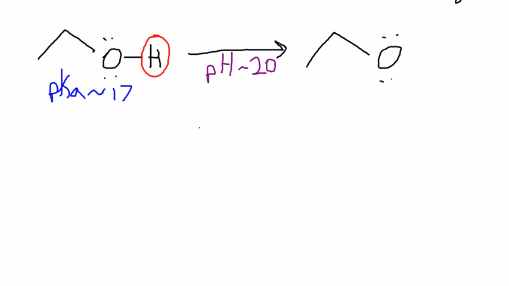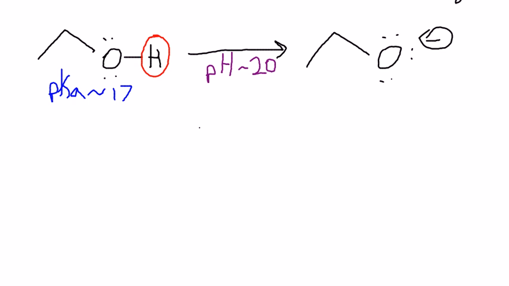And going back to acids and bases, we know that the higher the pH, the more basic a solution is. So if we need a basic solution of pH 20 to completely deprotonate ethanol, we're talking really basic stuff, right? So it takes a lot of strength to take off this proton.